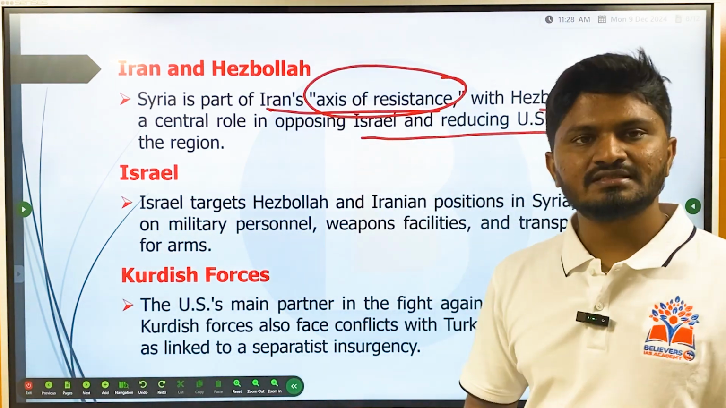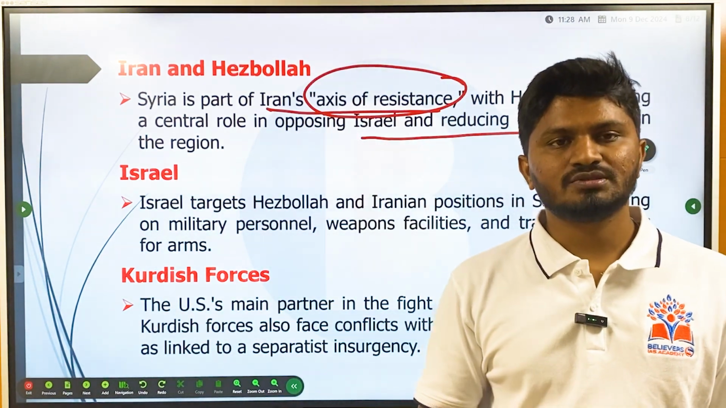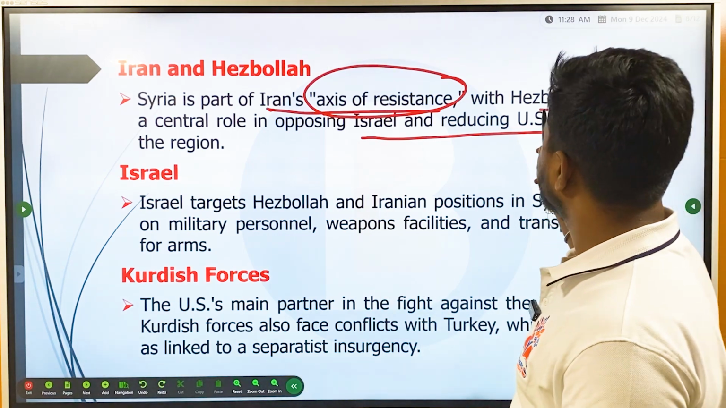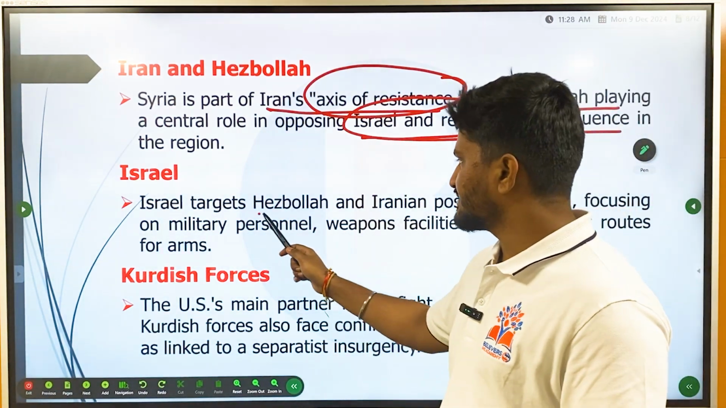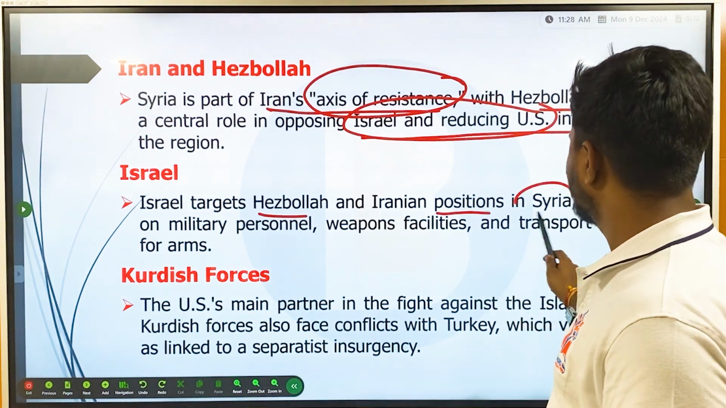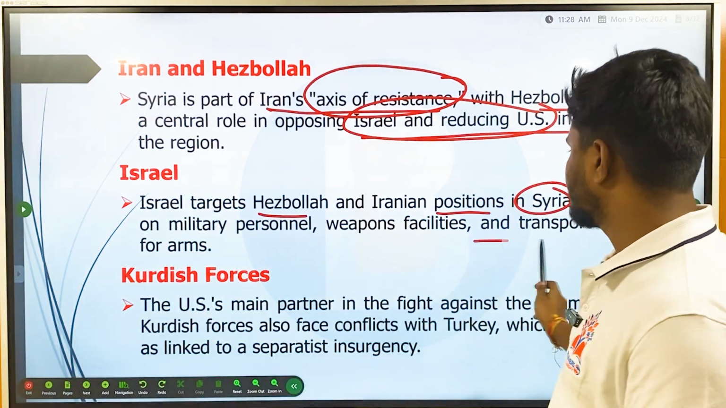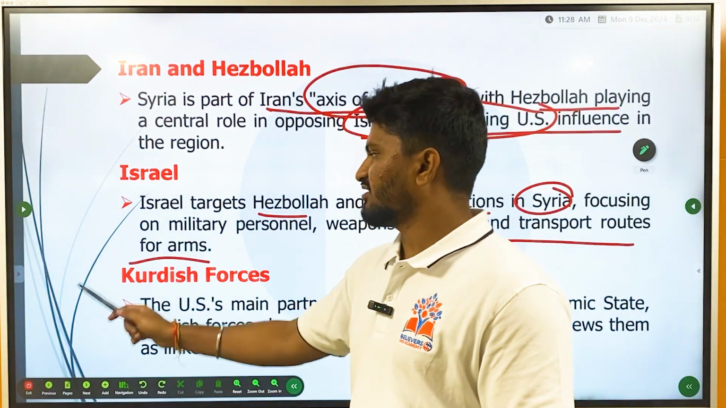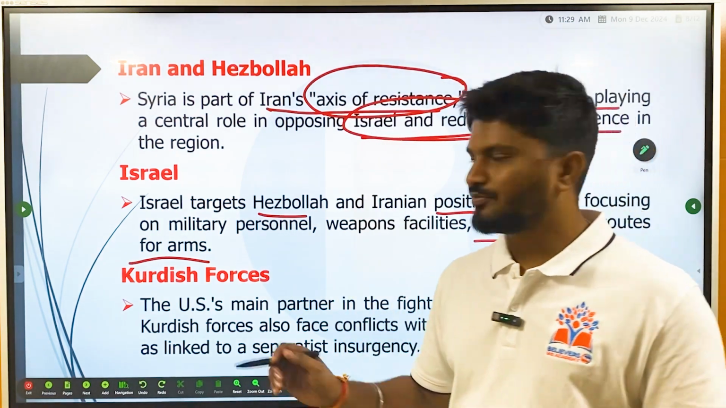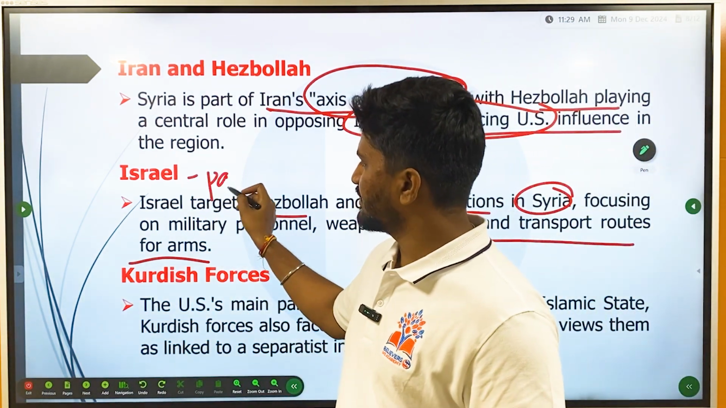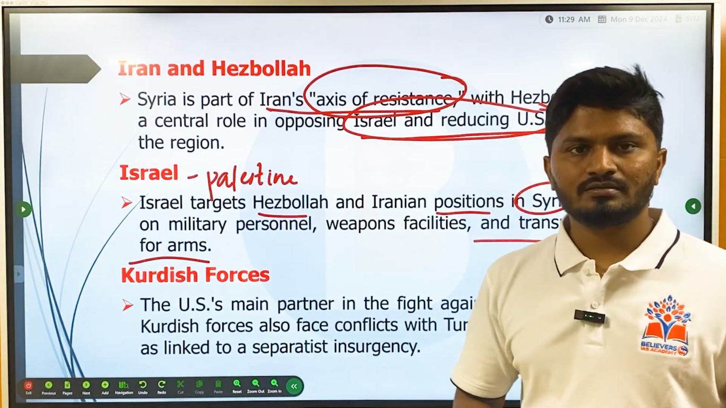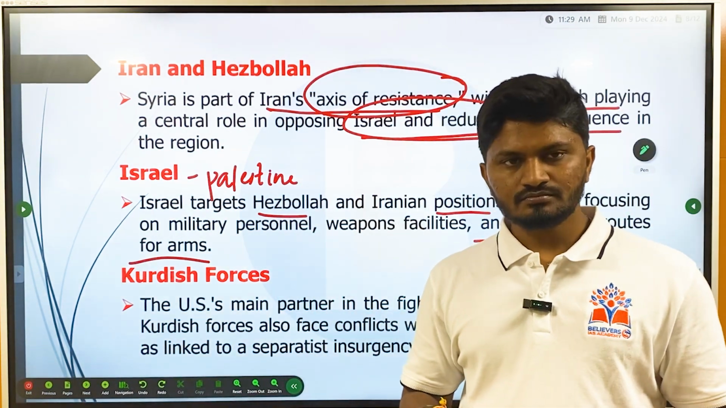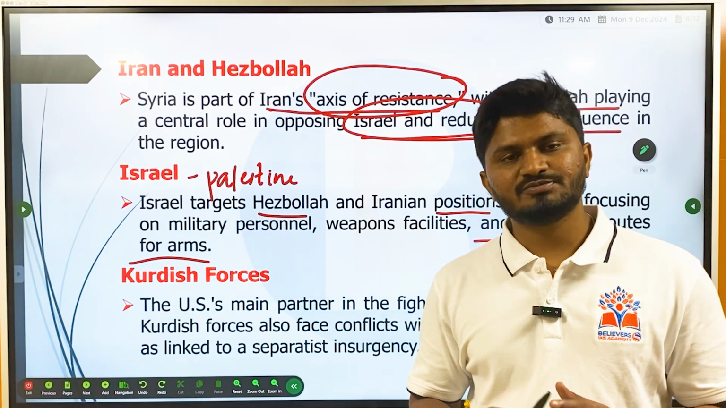What is this axis of resistance? Axis of resistance against the Western powers. Who are the Western powers? Western powers such as Israel and the USA. And then Israel. Israel targets Hezbollah and Iranian positions in Syria, focusing on military personnel, weapons, facilities, and transport routes and firearms. Israel mainly has a problem with Palestine, but because Hezbollah most of the time keeps coming in conflict with Israel, Israel also has a problem with Hezbollah.